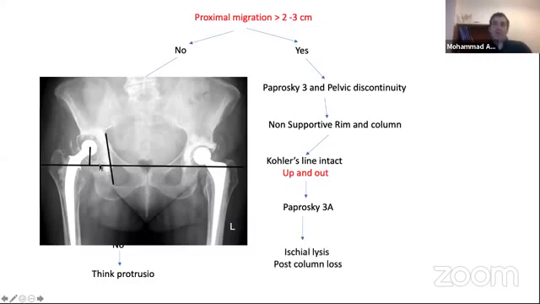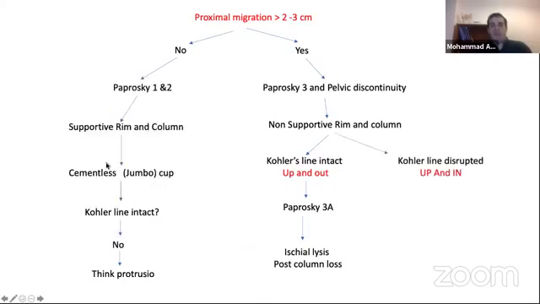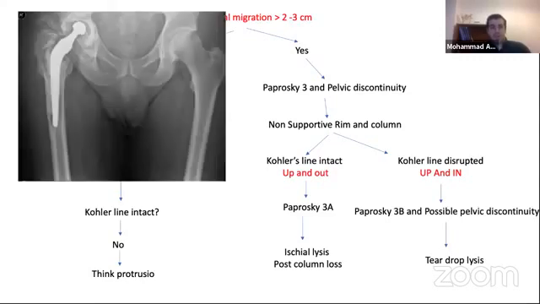And it also has some ischiolysis, which denotes some posterior column loss. The other variant is the up and in hip, which means that the Kohler line is disrupted, which is a Paprosky 3B and a possible occult pelvic discontinuity. It's really important in these cases to get a CT scan that will enable us to judge the defect better. And sometimes it can be accompanied by a teardrop lysis, which signifies anterior column injury.